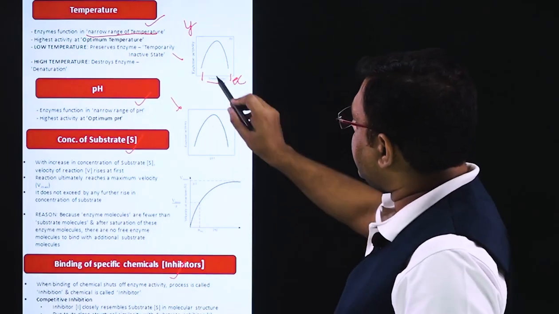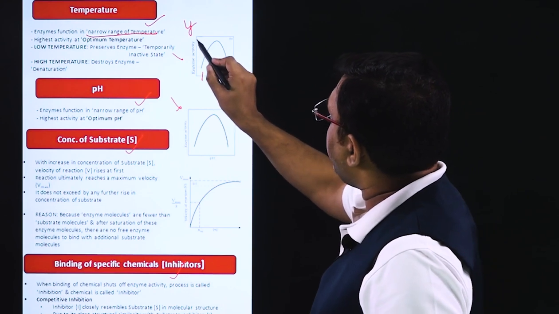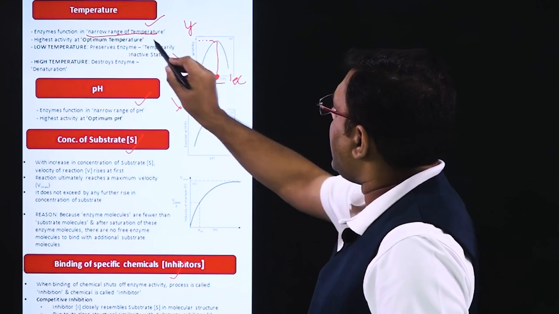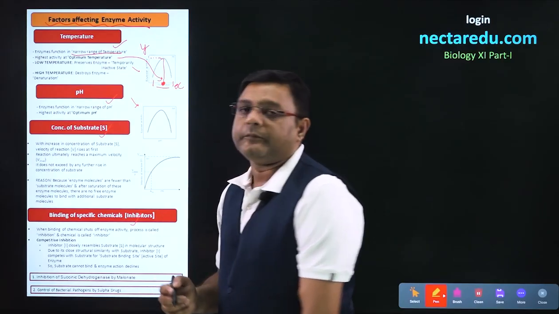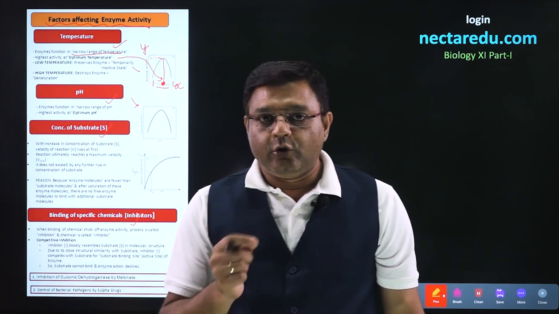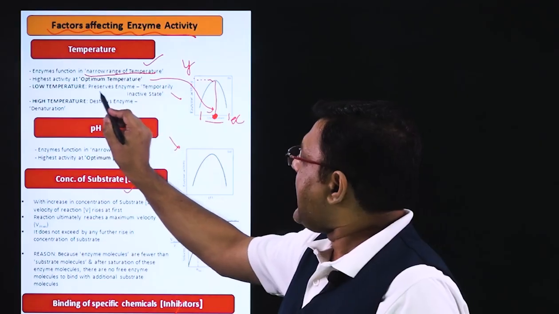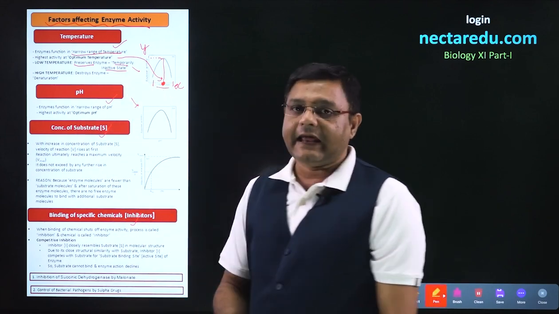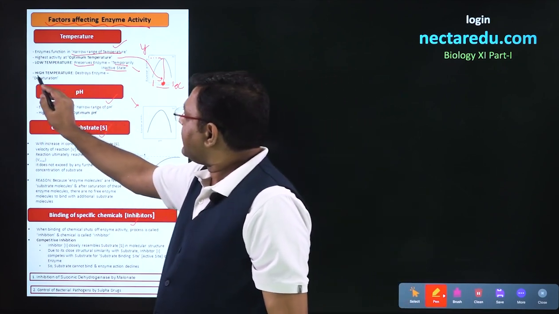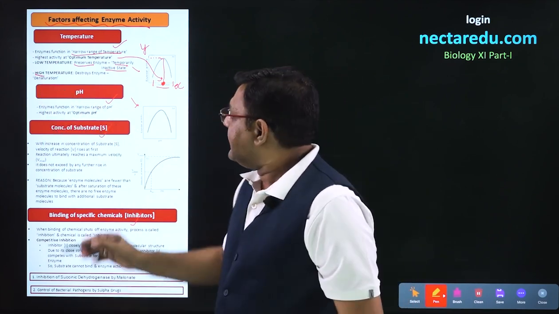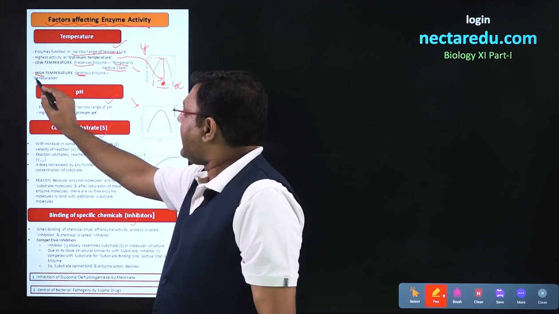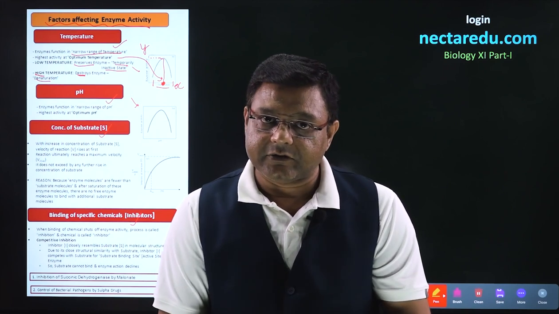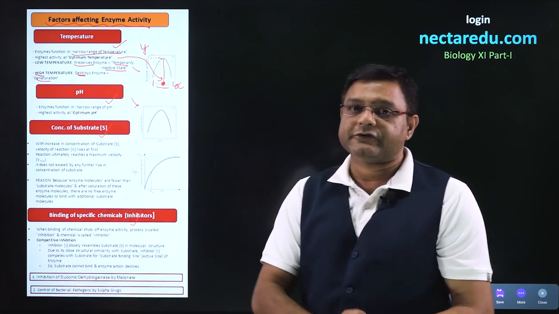Now, as we can see in this graph, maximum enzyme activity is at this temperature, and this temperature is called the optimum temperature. At low temperature, the enzyme will be preserved, so it will enter into a temporarily inactive state. But if we give high temperature, then the enzyme will be destroyed, and the destruction of enzymes by high temperature is called denaturation. So this is the effect of temperature.